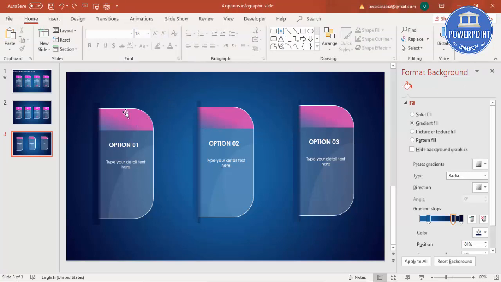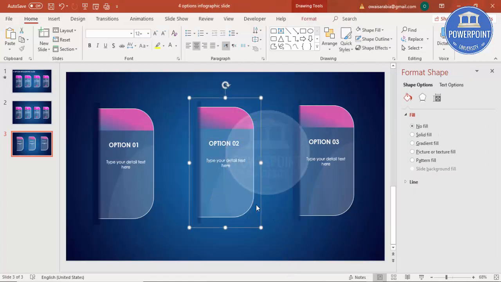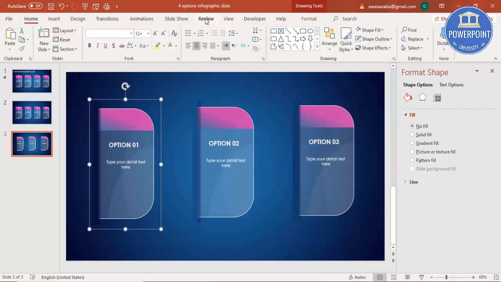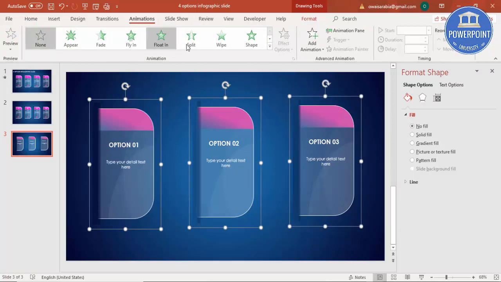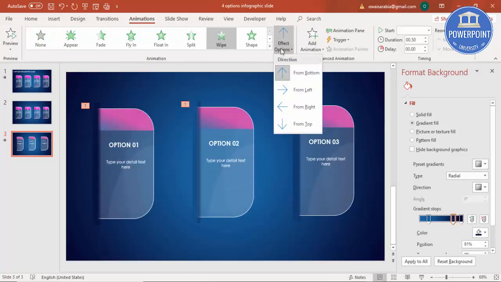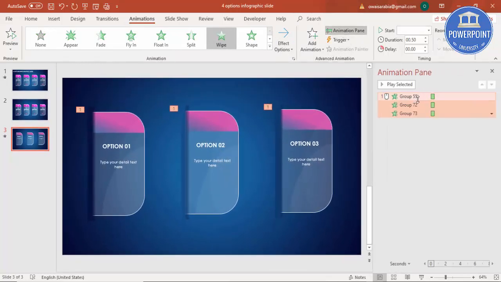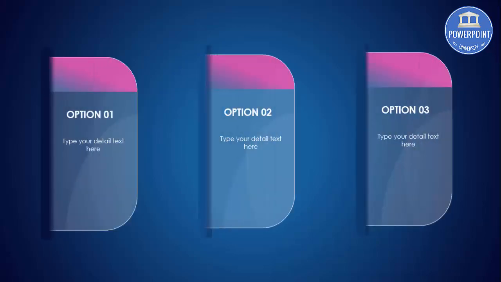To do the animation, you have to make sure that this is all grouped, Ctrl G, and this also you can group, Ctrl G, and then I can just select the animation, or I can select all together. I will just say wipe, from left. You can go to the animation pane and set all of this to happen on click. So if I play this, the first option will come, then the second option, and the third option.